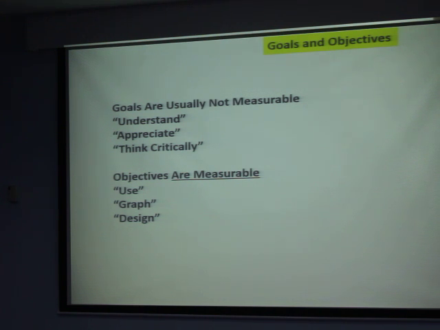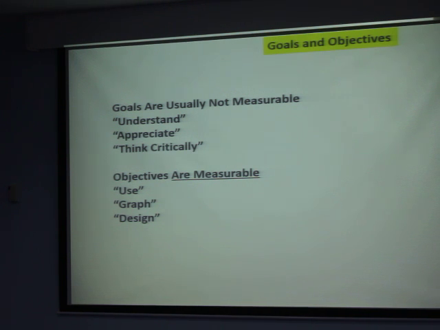I want you to be able to graph something. If you can take some data and produce a graph, I can look at your work and know that you have gotten there. So you can graph something. It's measurable. I want you to be able to use certain things to design something else. If you can actually do the design, then what did that say? I can measure it.